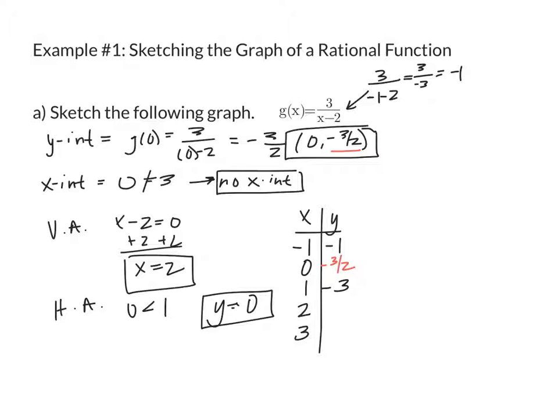If I sub in 2, I don't actually need to because we found it here as a vertical asymptote. So 2 does not exist. It's undefined at that spot. And then 3, if I subbed in 3, 3 over 3 minus 2. 3 minus 2 is 1, so 3 over 1 is 3. All right, then we're going to create a graph that has these important numbers on them.